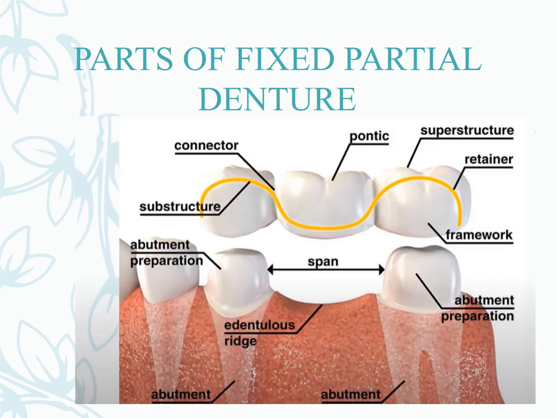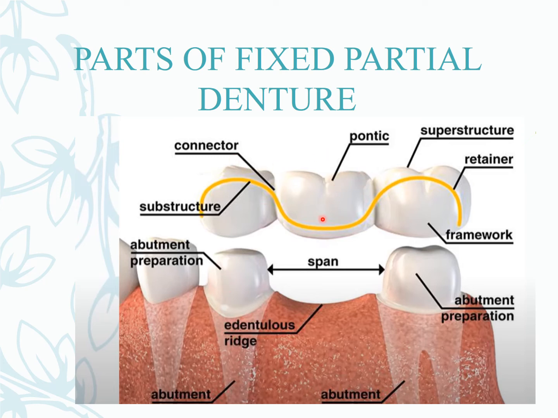Right. Okay. So now coming to the parts of fixed partial denture. Okay, this is the pontic. So guys, first of all, this is the edentulous span. These are the abutment teeth, which we prepare to put the bridge, right? So we have done an abutment preparation, guys. This is the edentulous ridge. This is the span, okay? This is the abutment teeth.